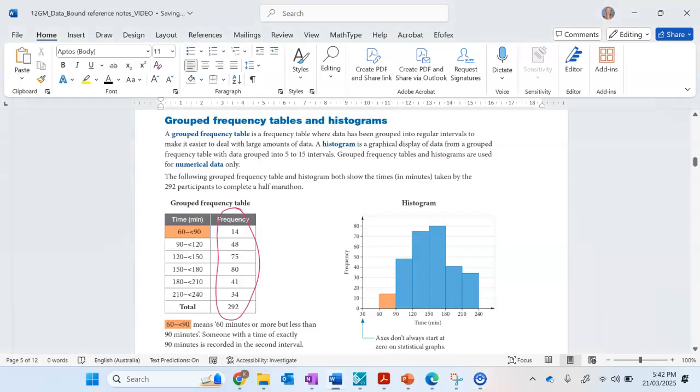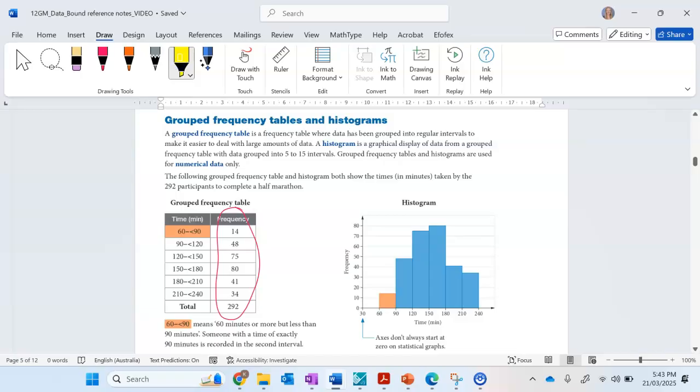So with a grouped frequency table, often we would group data when we've got a lot of it. So if I just highlight here that we've got 292 bits of data. Here we're looking at the following grouped frequency table and histogram, which both show the times in minutes taken by 292 participants to complete a half marathon. All right, so that's what data we're looking at. So 292 people completed a half marathon.